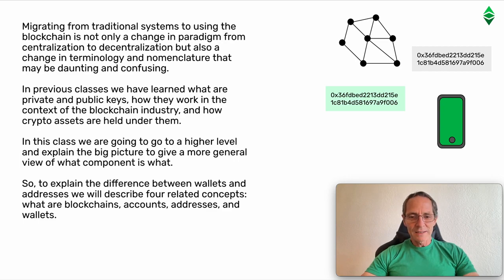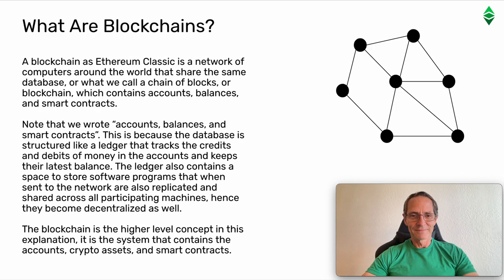So to explain the difference between wallets and addresses, we will describe four related concepts. What are blockchains, accounts, addresses, and wallets? What are blockchains? A blockchain, such as Ethereum Classic, is a network of computers around the world that share the same database, or what we call a chain of blocks, or blockchain, which contains accounts, balances, and smart contracts.